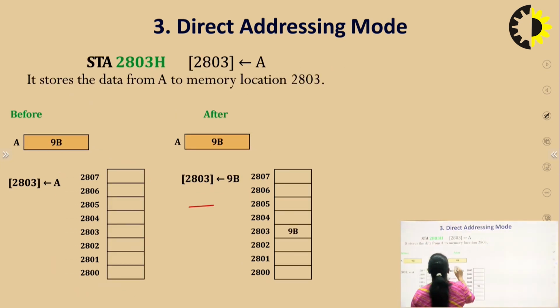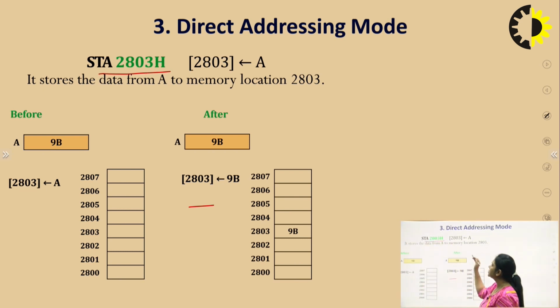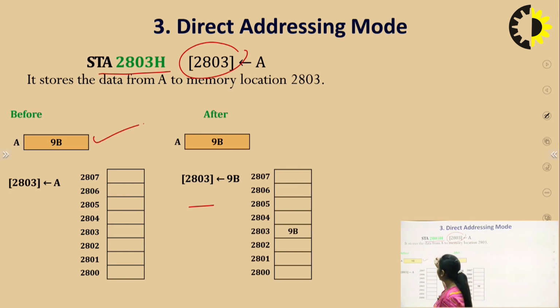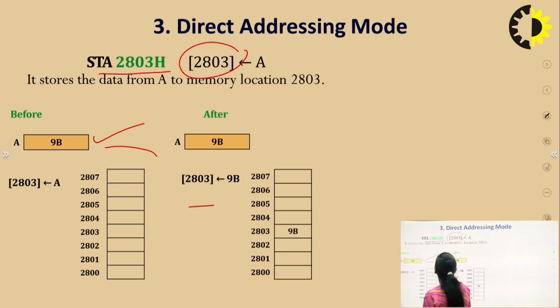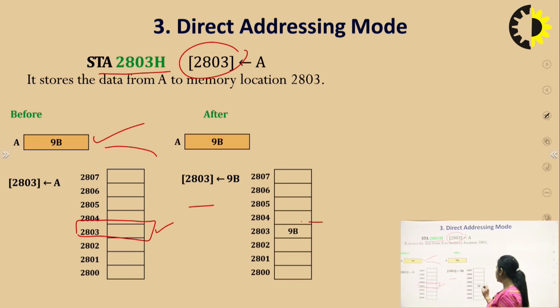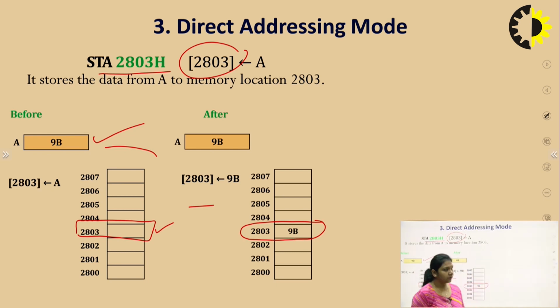Next is store accumulator. The contents of the accumulator will be stored at this location. The accumulator has 9B. This location is empty right now. So the contents of the accumulator will be copied here. So you can see here the contents are copied directly to this memory location.